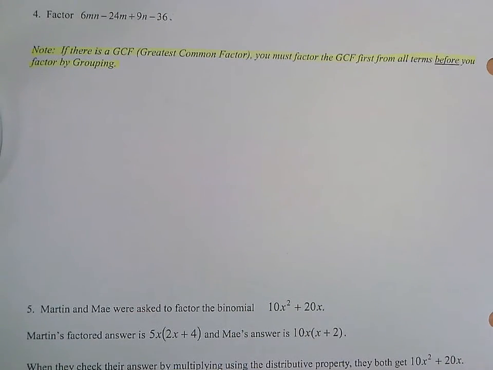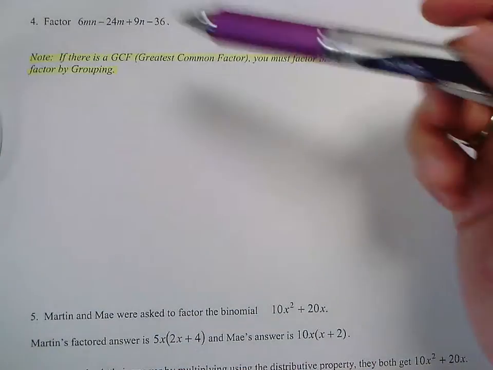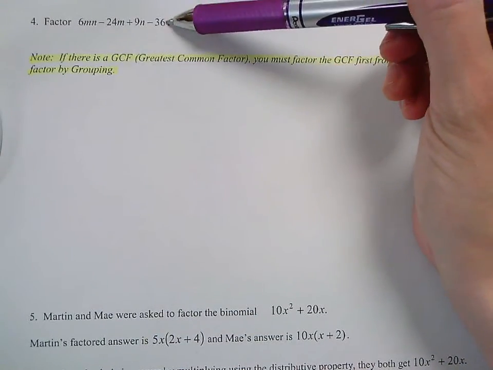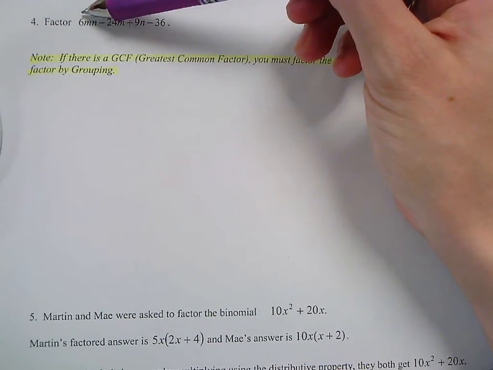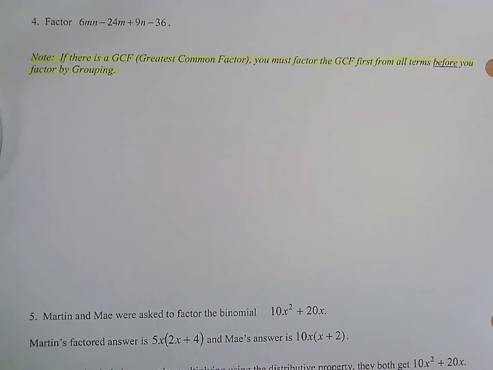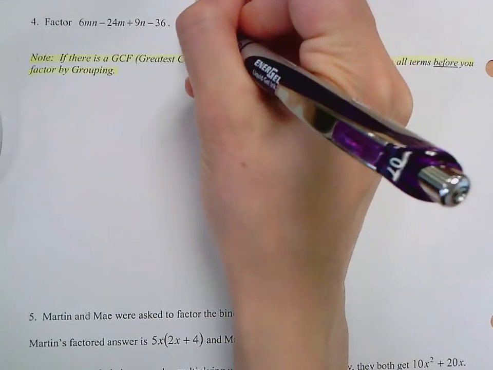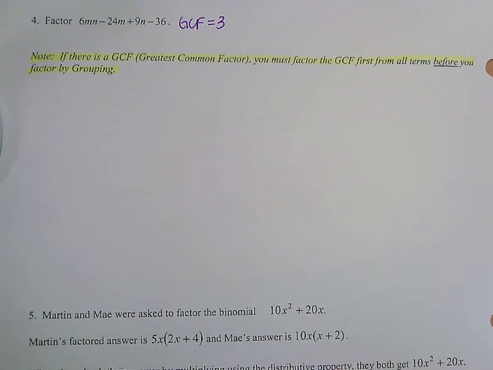So 6mn minus 24m plus 9n minus 36. So anybody know, well, first of all, you can see not all 4 terms have a variable, so there's no variable in common. So what number can you divide 6, 24, 9, and 36 all by? You can divide them all by 3, yes. So there is a GCF of 3. I need to take that out first.